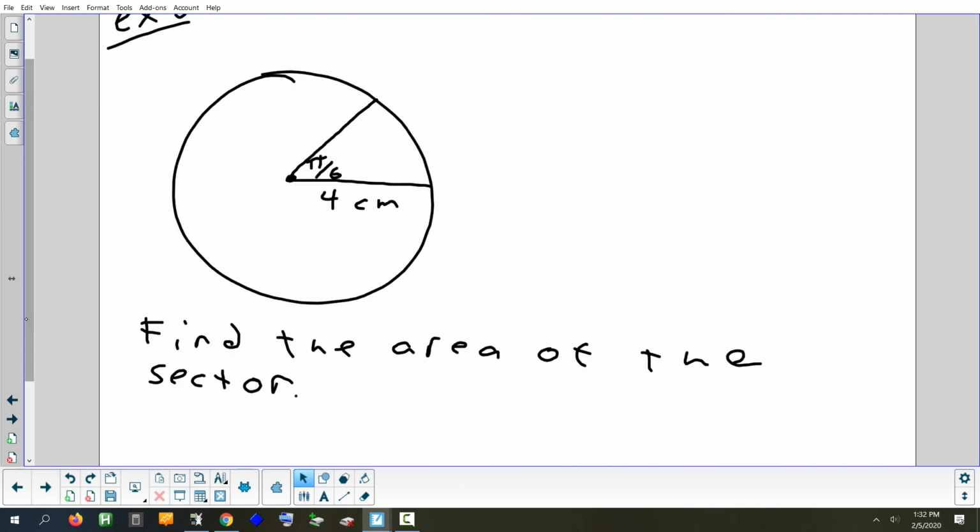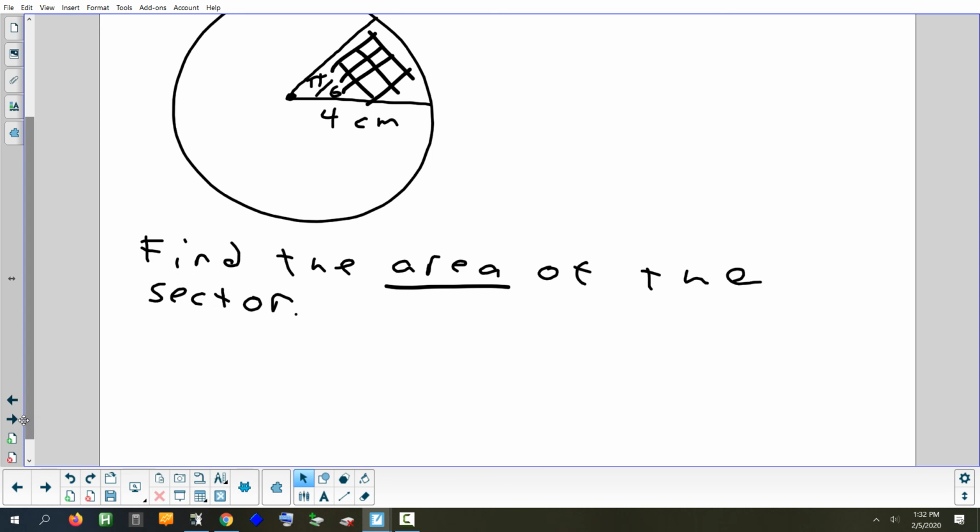Okay, the first one. First thing, when I read the directions, I have to figure out now, am I using the arc length formula or am I using the area formula? Which formula am I using here? Right, because it says area right there. S equals R theta is not going to help you. They don't want to know the arc length, they want the area. So that's this region in there. It's the area.